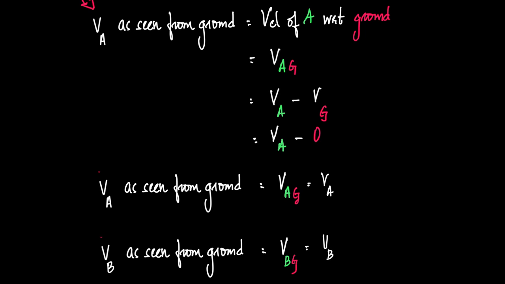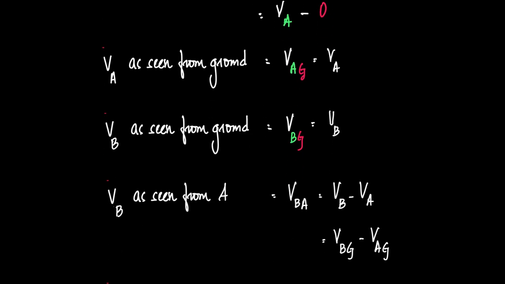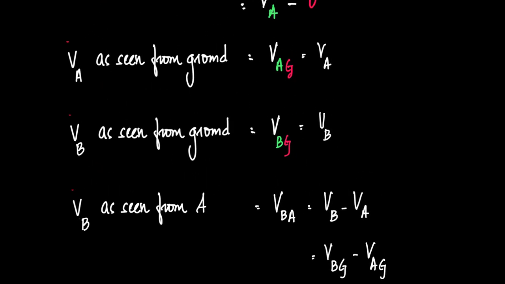Now, what should be the next step? Or what should we be writing next? Exactly. If velocity of A is VA, if velocity of B as seen from ground is VB, what is velocity of B as seen from A? It should be velocity of BA. Velocity BA, what is velocity BA? Numerically it is VB minus VA.